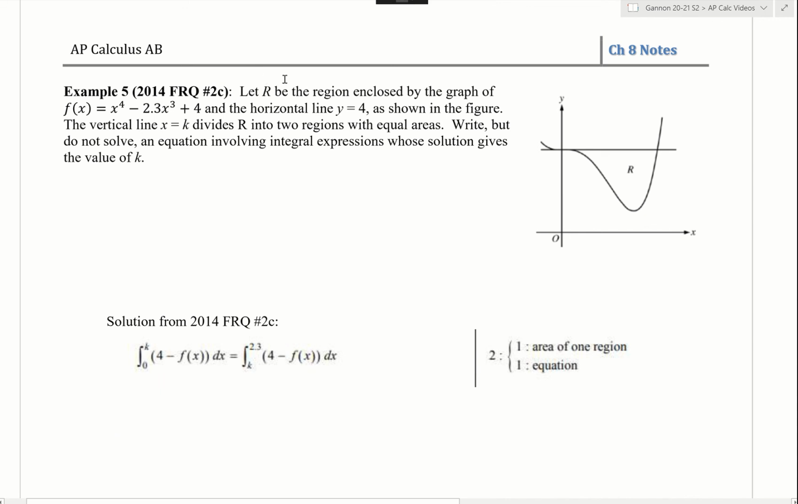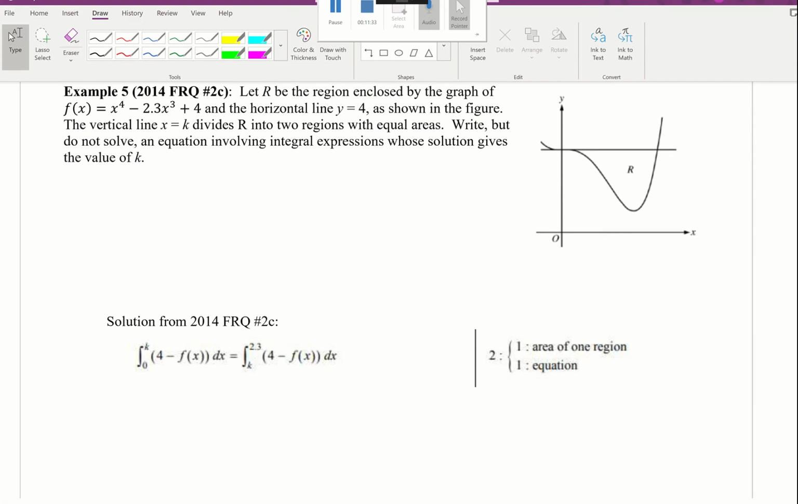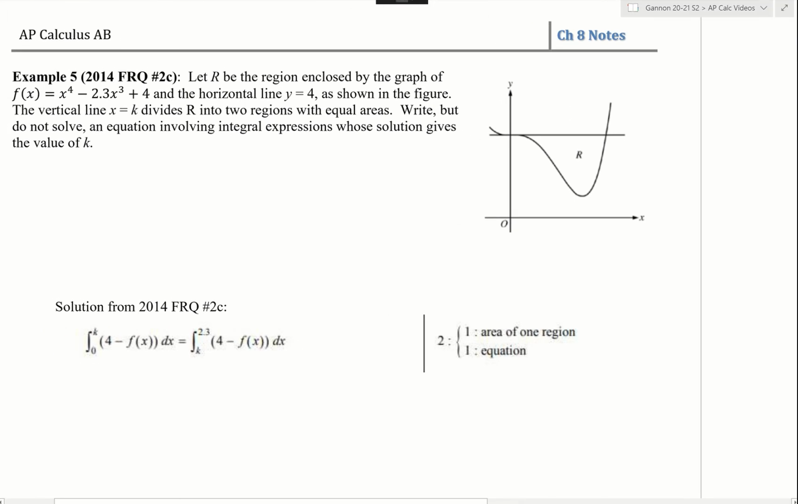It says, let R be the region enclosed by the graph of f of x, which is x to the fourth minus 2.3x cubed plus 4, and the horizontal line y equals 4. As shown in the figure, the vertical line x equals k divides R into two regions with equal area. Write but do not solve an equation involving integral expressions whose solution gives the value of k. So to get an idea of what's going on, I would pause the video and try to come up with it on your own.